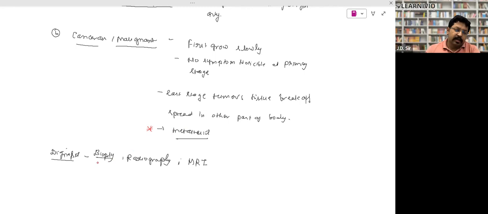Biopsy, radiography and MRI are the diagnostic techniques through which we detect cancer.